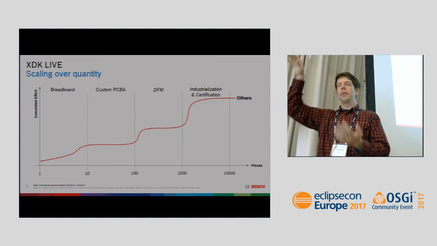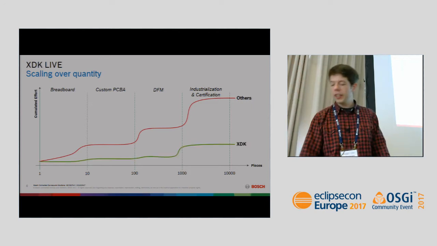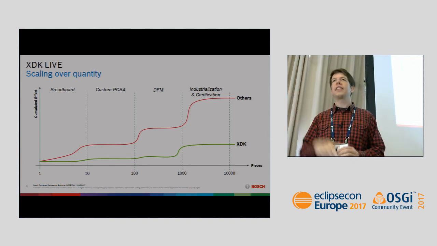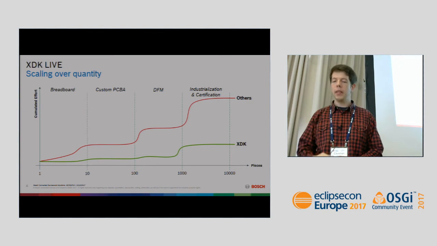So if you look at the effort that you need to get to those quantities, you always have these steps in there. What's interesting here is the XDK, shameless plug, makes that a bit easier, right? It takes those steps of effort away. We're going to see why in a minute.